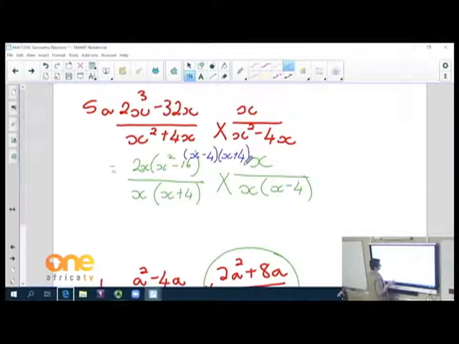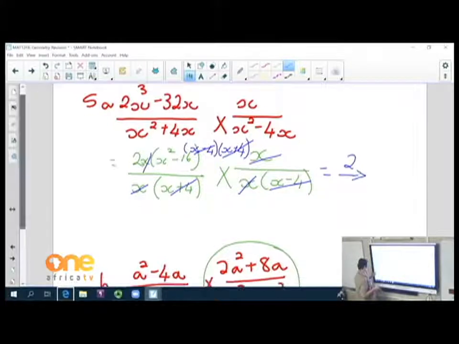And now you can cancel. So the x and the x will cancel. This one and this one will cancel. This x and this x will cancel. So I have 2, and this x plus 4 and x plus 4 can also cancel. So that is my solution 2 for that one.